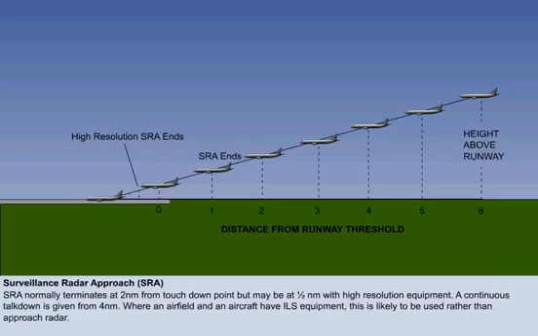Surveillance radar approaches normally terminate at 2 nautical miles from the touchdown point. However, when high-resolution surveillance radar equipment is available, this distance reduces to half a nautical mile, and the approach controller will provide a continuous, full-time talk down from 4 nautical miles, with ranges and advisory heights being given every half nautical mile. Where an airfield and an aircraft have ILS equipment, this is likely to be used rather than approach radar.